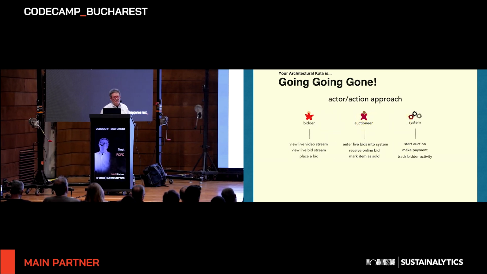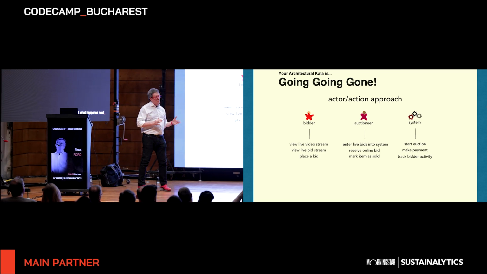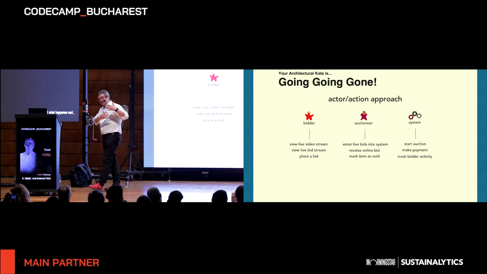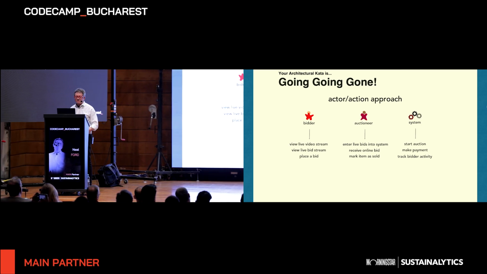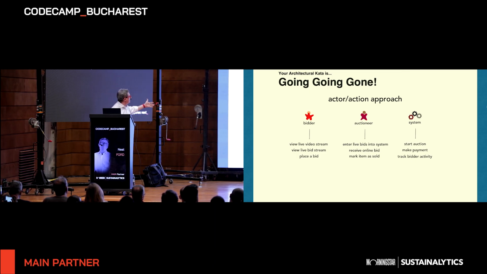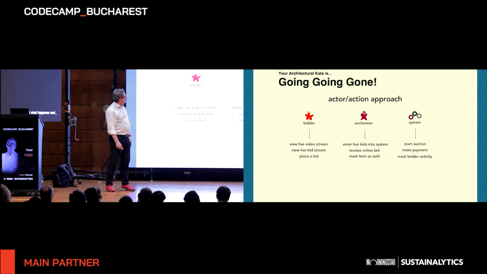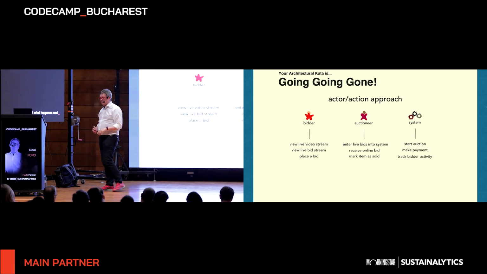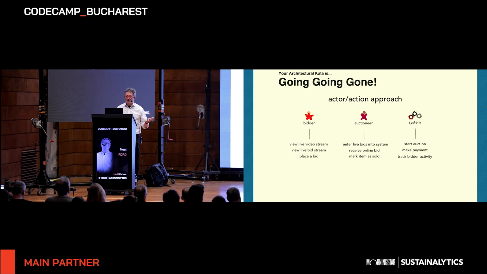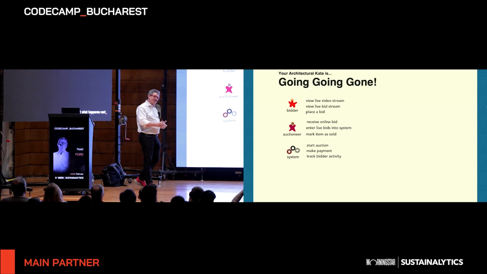So let's use this approach called the actor-action approach. It's very closely aligned to domain-driven design event storming, which is a way of identifying the actors in the system and the kinds of activities they're going to perform in that system. So we have here bidders, who are the ones bidding online for this auction. We have the auctioneer, who enters live bids, receives online bids, and gavels the item sold. And then the system is often an actor in these situations. The system starts the auction, handles the payment, and tracks bidder activity. So let's look at each one of these and build components for them, because we have a blank slate now.